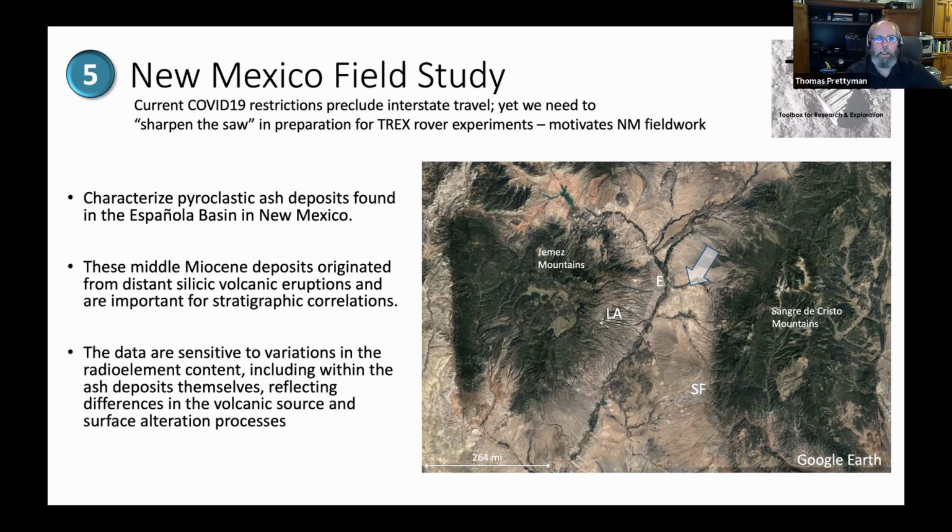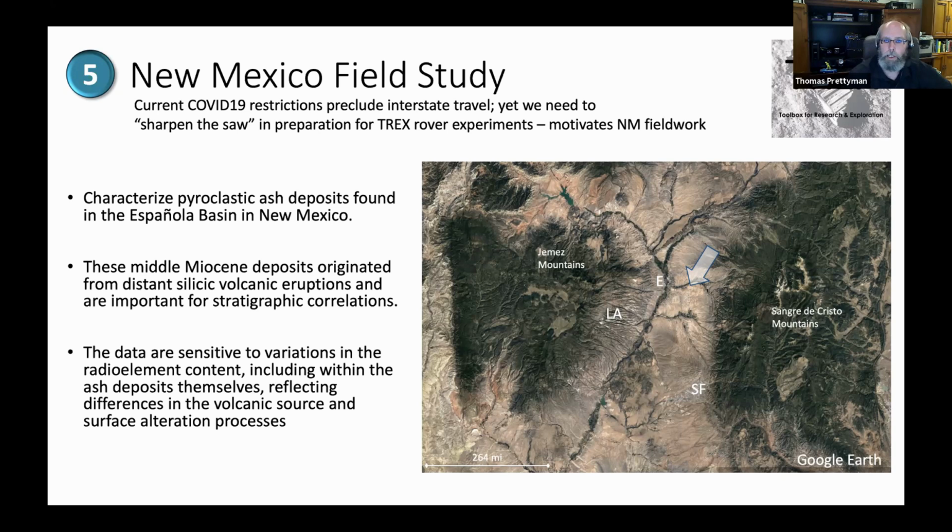Currently, in the state of New Mexico, COVID-19 restrictions preclude us going anywhere else. If we go interstate, we end up having to quarantine. But we still need to build our instruments, test our instruments, and sharpen the saw to prepare for TREX rover experiments. And this has motivated some field work. I'll point out that the initial field work was done before the pandemic, but we are planning to return.